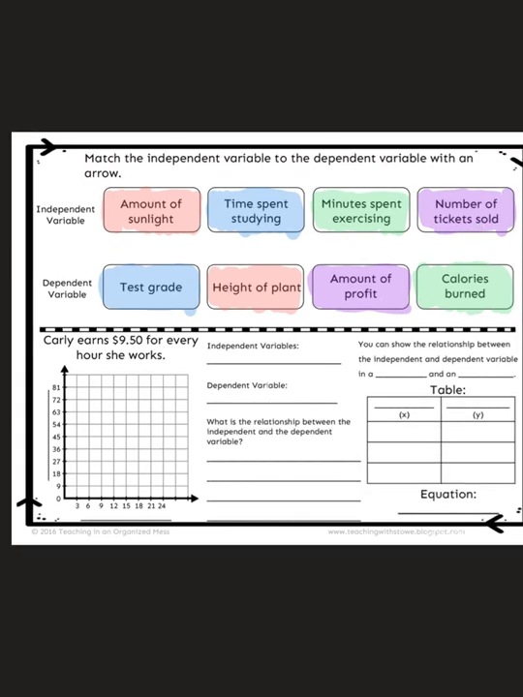Now we're going to talk about this example. Carly earns $9.50 for every hour she works. So I know that she is working and she is earning money. Well, what depends on what? Well, how much money I'm going to make depends on how many hours I work. So my independent variable is the hours worked. And my dependent variable is how much money I earn.